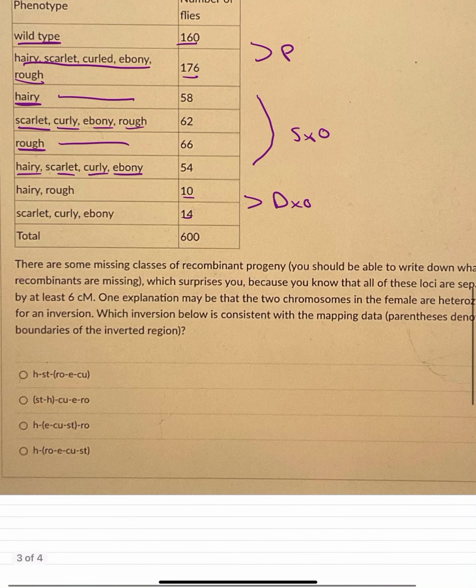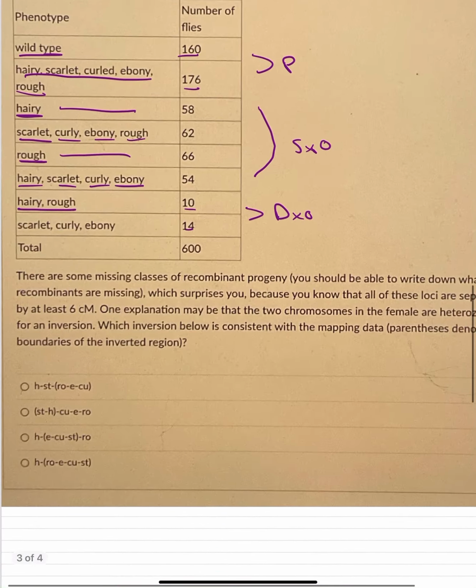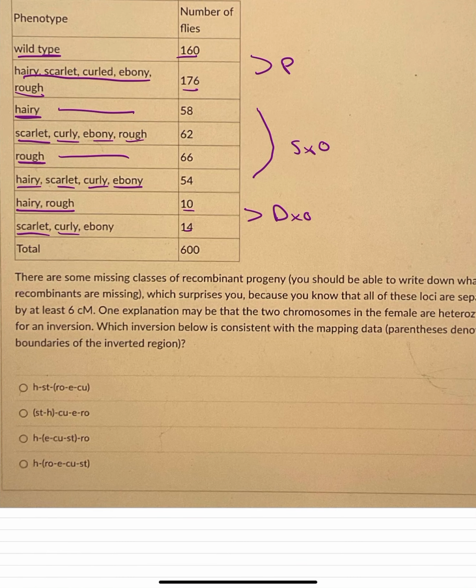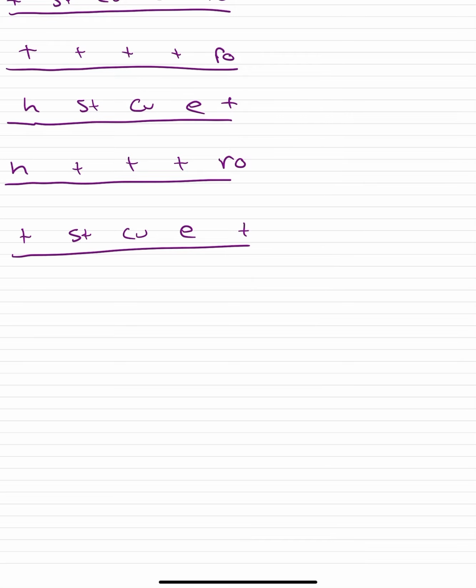All right, now coming on to the double crossovers, we have hairy and rough, everything else wild type. So we're going to have a chromosome containing hairy, rough, everything else being wild type. For the second double crossover, we're going to have scarlet, curled, and ebony, everything else being wild type. I'm trying to make this line straight. All right.